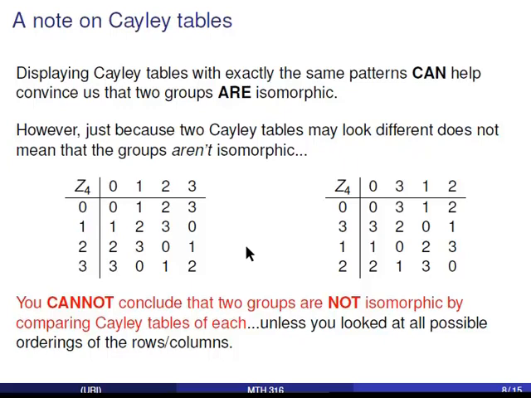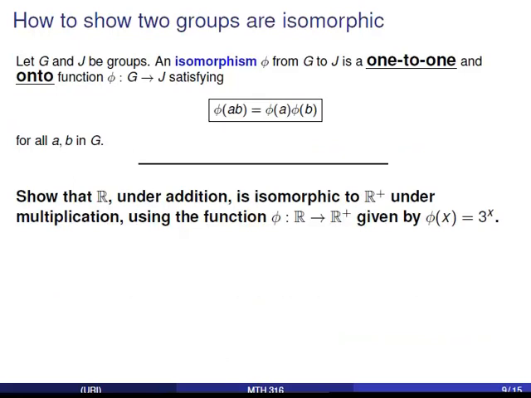Now, the moral of this story is you cannot conclude that two groups are not isomorphic by comparing a single pair of Cayley tables. You might be able to conclude that one group is not isomorphic to a second if you looked at all possible scramblings of the rows and columns of the second group. But just taking a look at two single Cayley tables is usually not enough to decide whether the groups are not isomorphic. Now, how do you show that two groups are isomorphic?